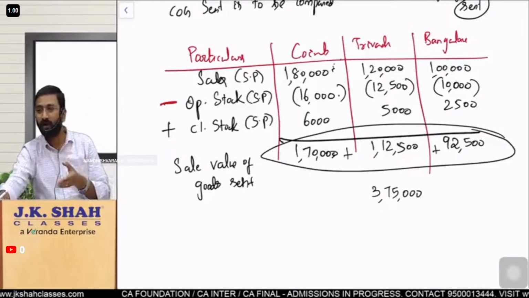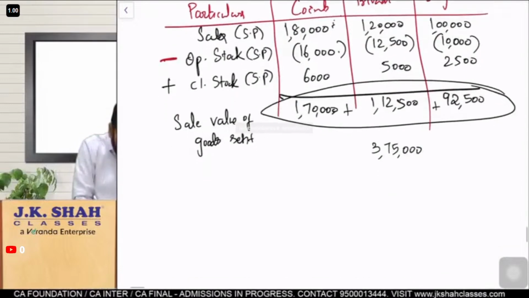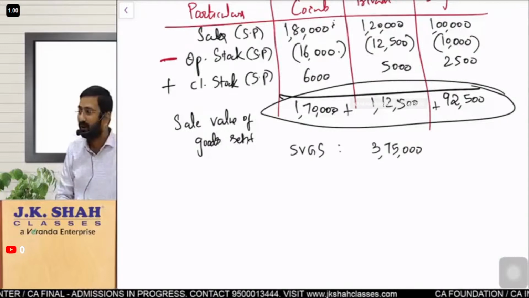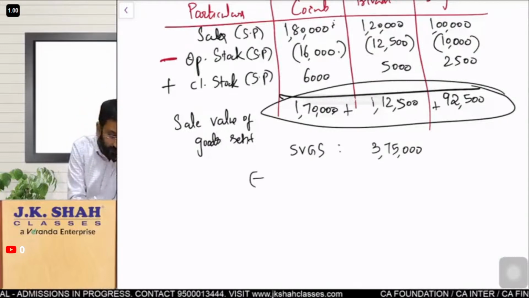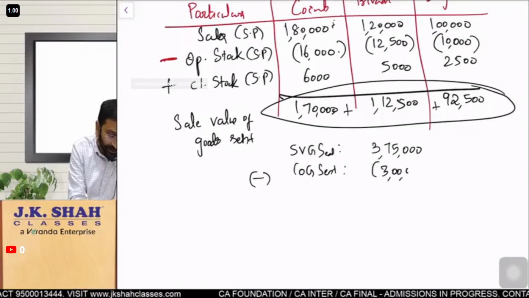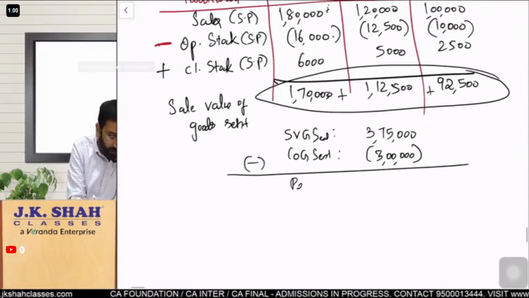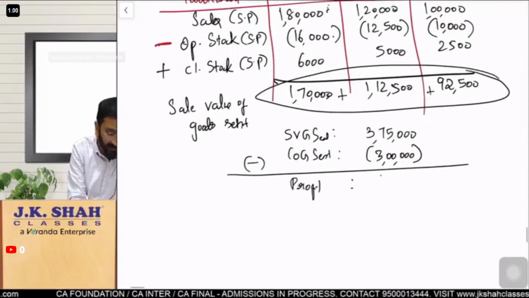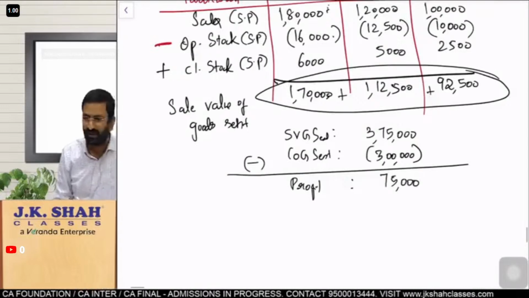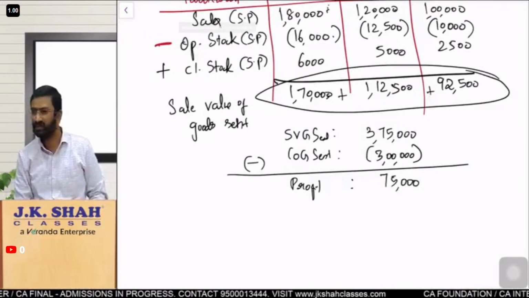This you compare with the cost of goods sent. So this is the sale value of goods sent, I'll just write SV GS. Sale value of goods sent minus cost of goods sent. What is the cost of goods sent? 3 lakhs. That will give you a profit of 75,000. I don't mean to say this is the profit realized, just to find the ratio. So the profit is 75,000. Now find the ratio.